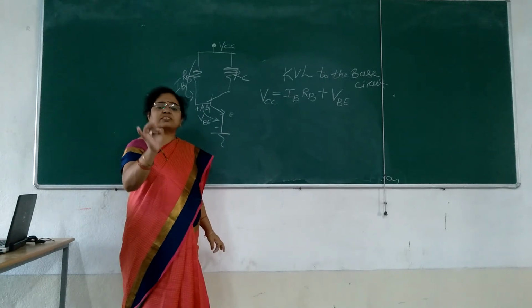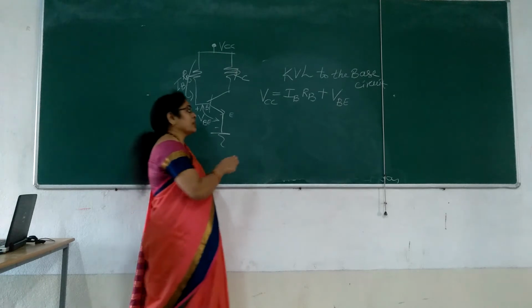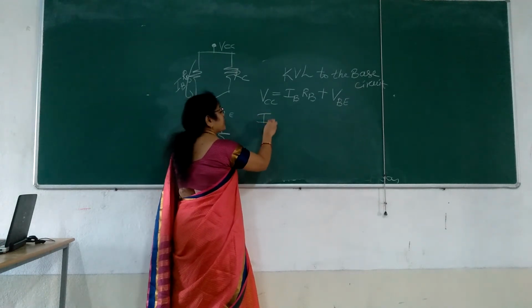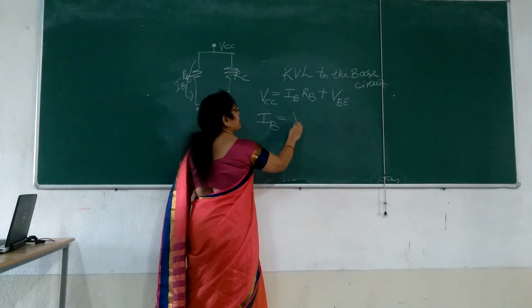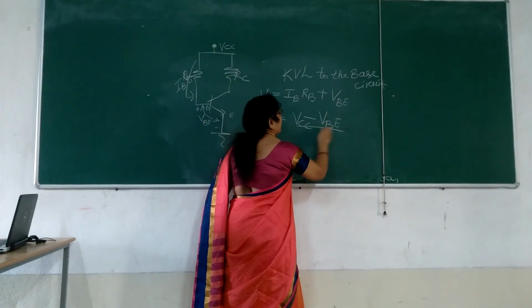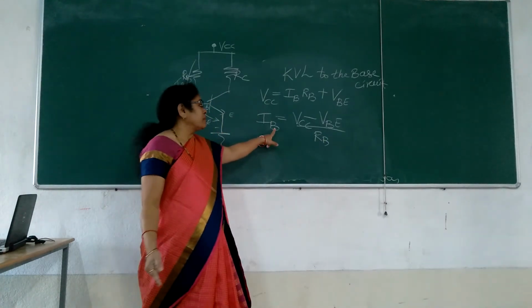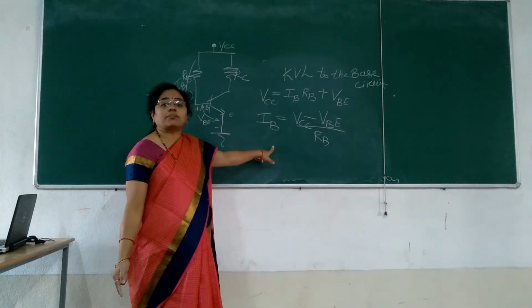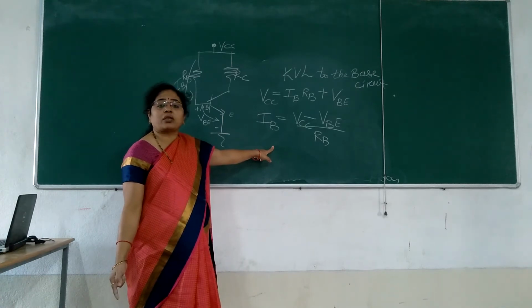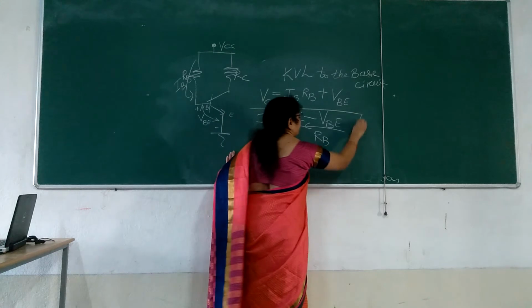For any basic circuit, first you obtain the equation for IB. So writing the equation for IB, we have IB equals VCC minus VBE divided by RB. This is the expression we get for the base current IB.